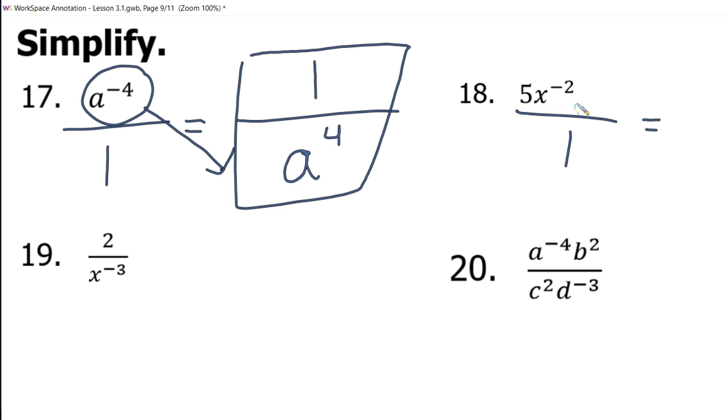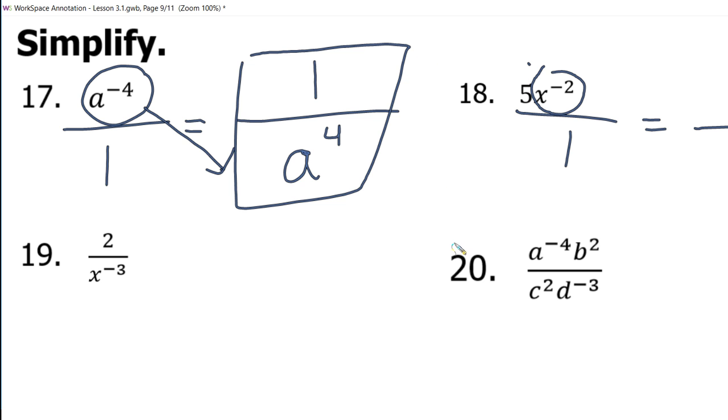Now this really gives people trouble. The negative 2, what is the base that goes with that exponent? X. The negative 2 goes with only the x. So the only thing that moves is the x. So the 5 stays where it's at because this is actually 5 to the first power.